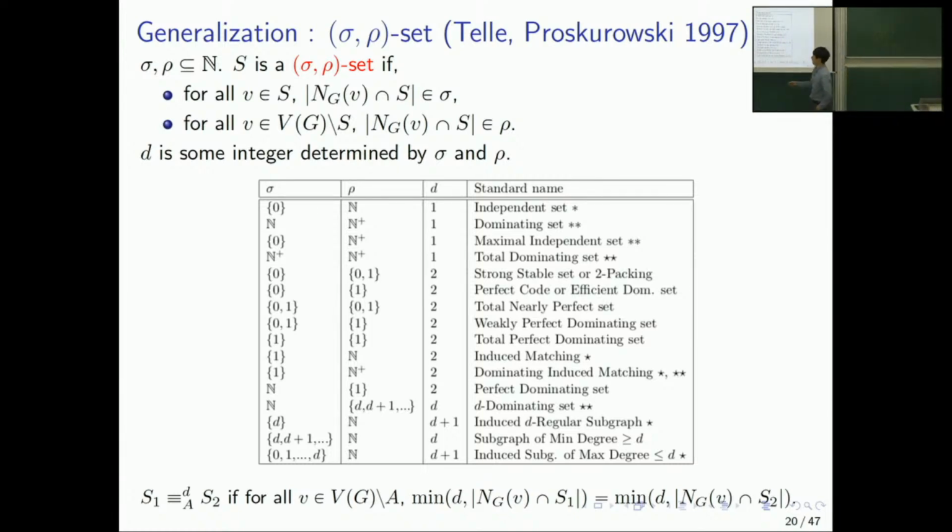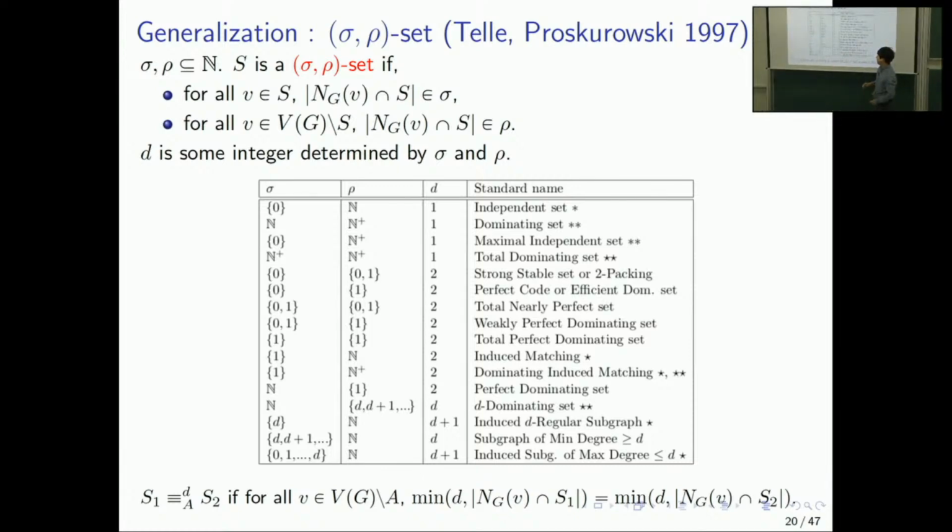Does it contain 0? Yes, so the non-negative integers contain 0, and the positive integers do not. For the dominating set, the inside doesn't matter, but for every vertex outside you want to have at least one neighbor in S, so you give the positive integers here. And then by taking combinations, you can express many problems like induced matching, induced d-regular subgraphs, and so on. I will not define the integer d.